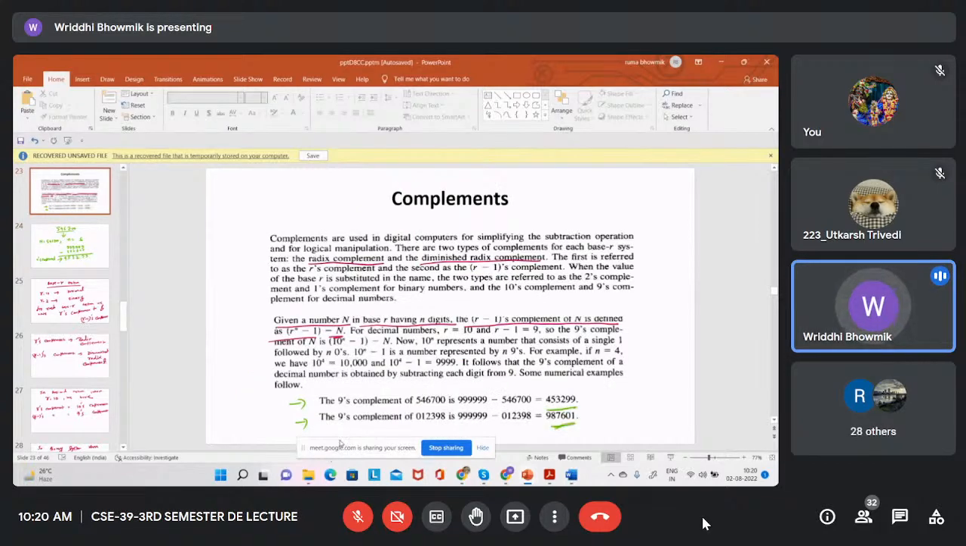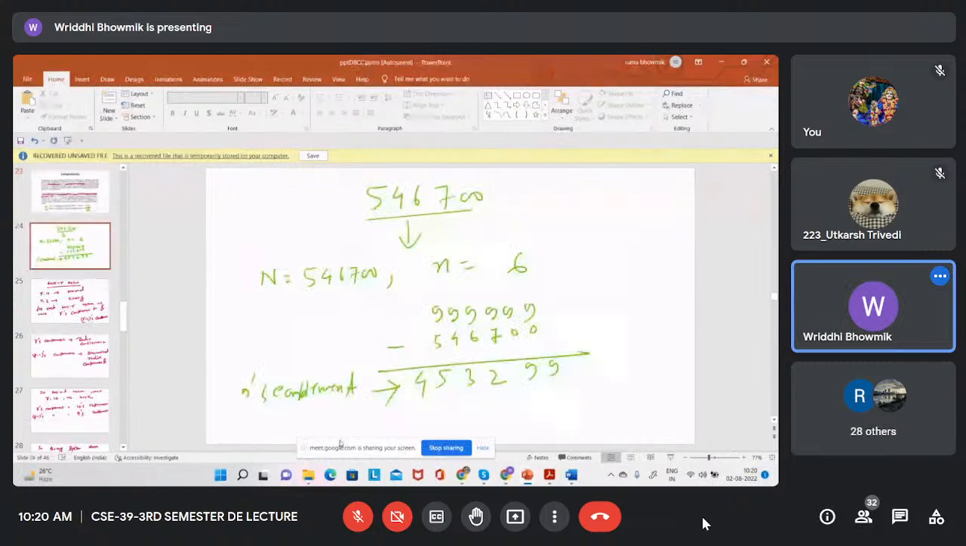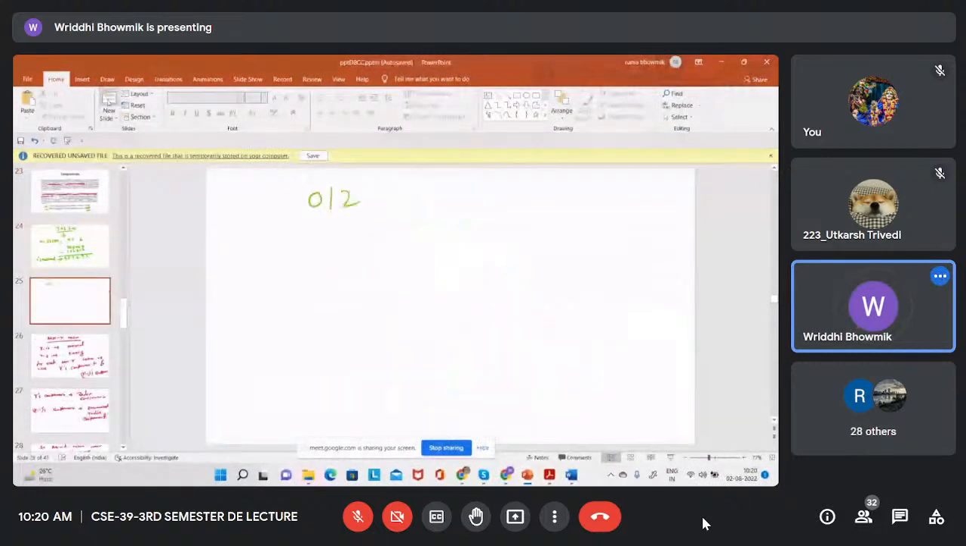Same thing you can do over here. You have 012398. Right now, this is the number. How many digits are there? 6. So what will be the nines complement?